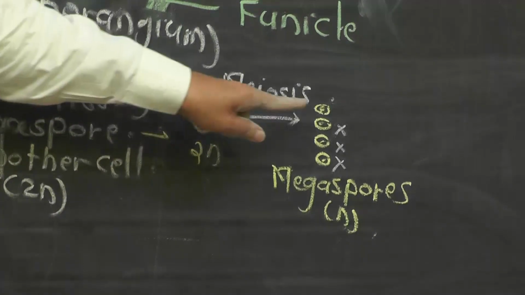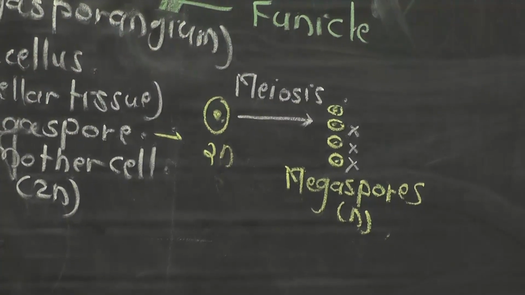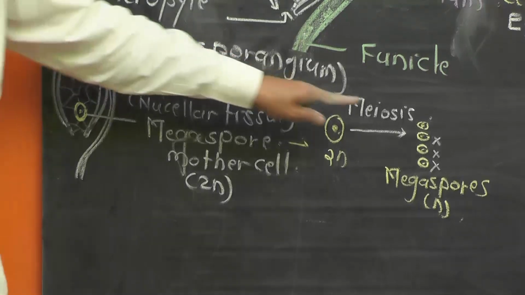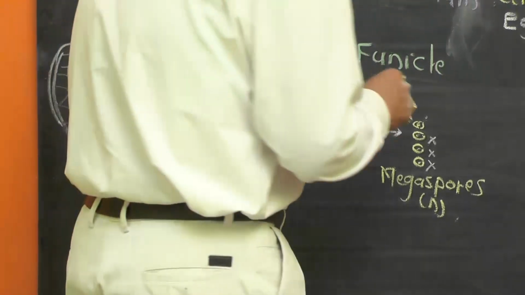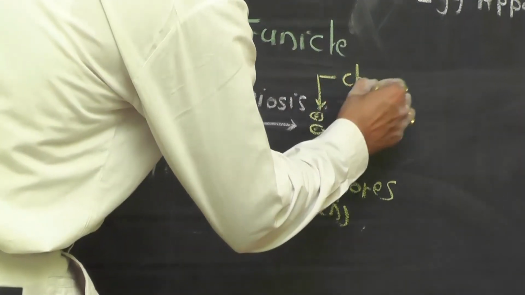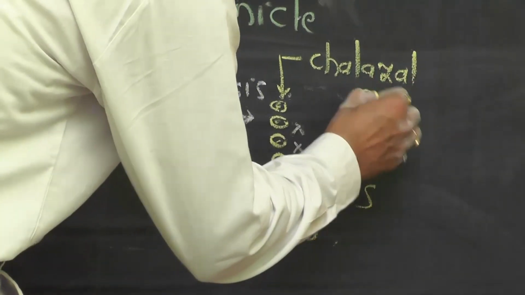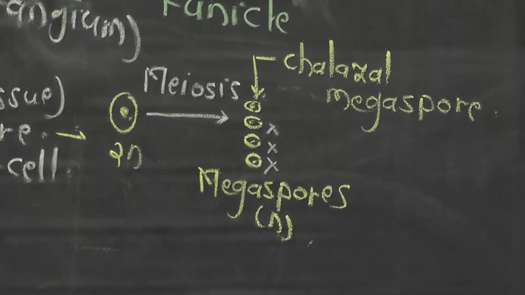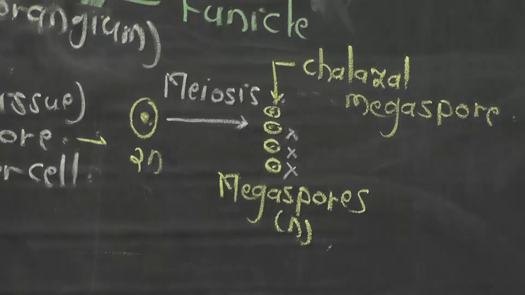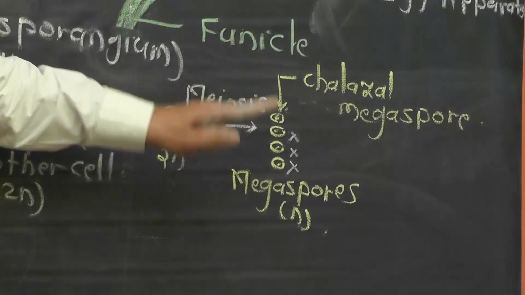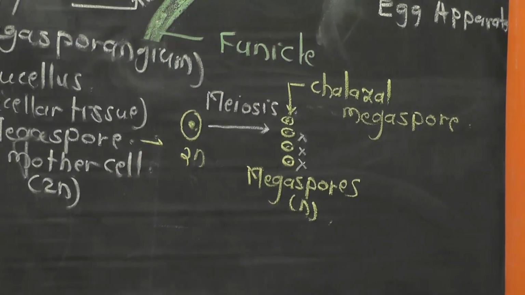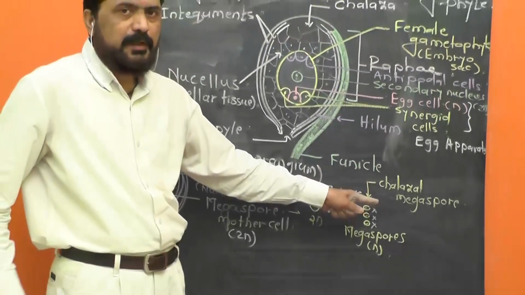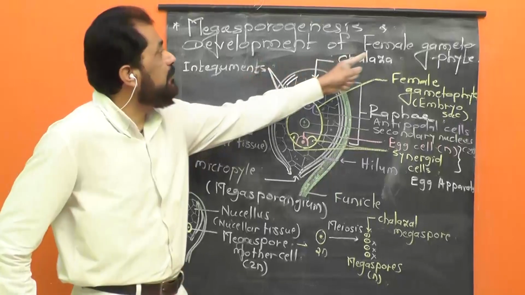Which megaspore? The basal one, or I will say the megaspore towards the center of the ovule. Where is it? It is present towards the chalaza. Therefore this single basal or chalazal megaspore remains. I will say it is chalazal. Why do I call it chalazal? Because it lies towards the chalaza. This single chalazal megaspore remains and acts as the functional megaspore.